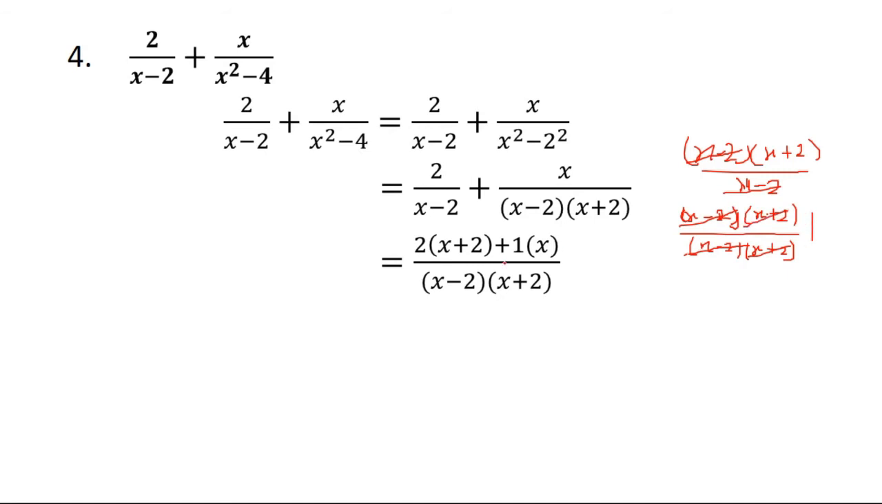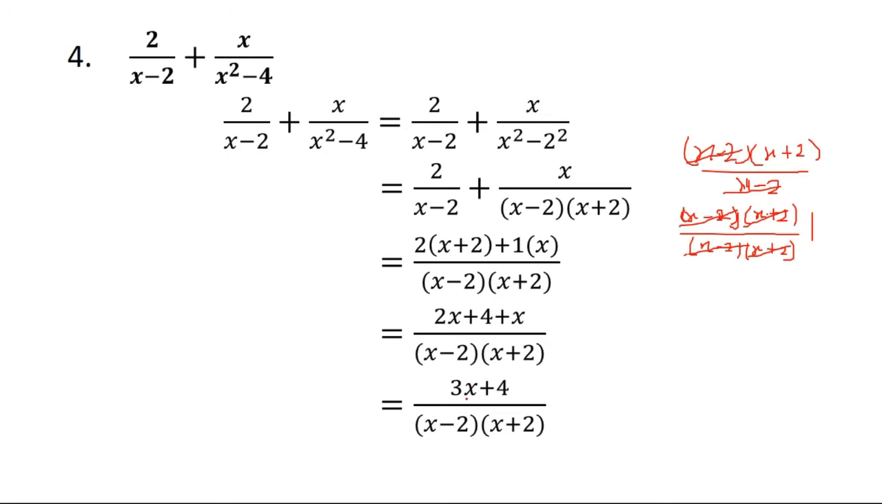Then you multiply that 1 by the numerator here, which is already x. Then you open the bracket, so you are going to have 2 times x, which will give us 2x, 2 times 2, which will give us 4, then x times 1, which will give us x. So you group like terms. We are going to have 2x plus x, which will give us 3x plus 4 all over x minus 2 into one bracket, x plus 2 in the other bracket.